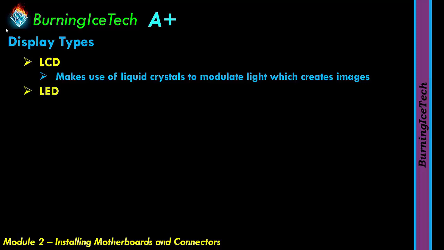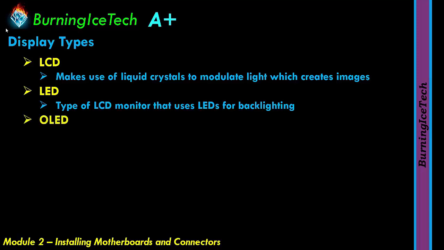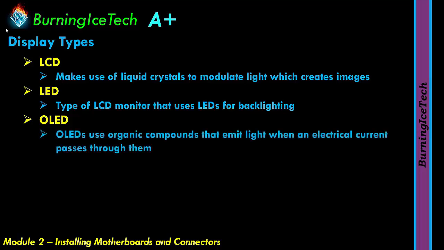Then you get LED. Now this, guys, is a type of LCD monitor that uses LEDs for backlighting. Instead of crystals and a light shining through the crystals, this is LEDs in the background that are basically creating the backlighting. Then you also get OLED. Now, OLEDs, these bad boys use organic compounds that emit light when an electrical current passes through them. Then you get CRT. This is probably one of the oldest ones you'll see on this list. I think it actually is the oldest one on this list. We don't get CRT anymore, by the way.